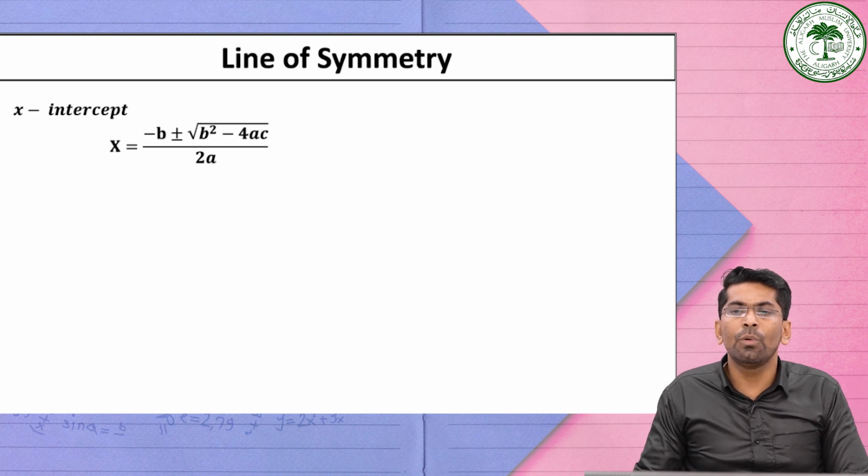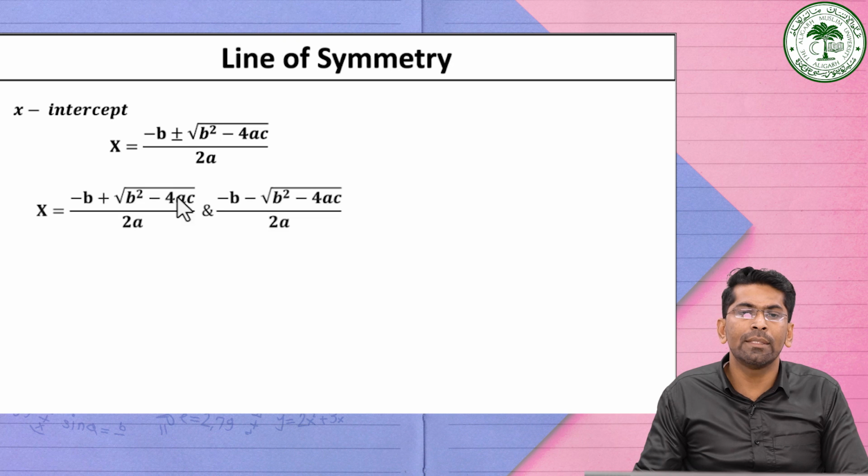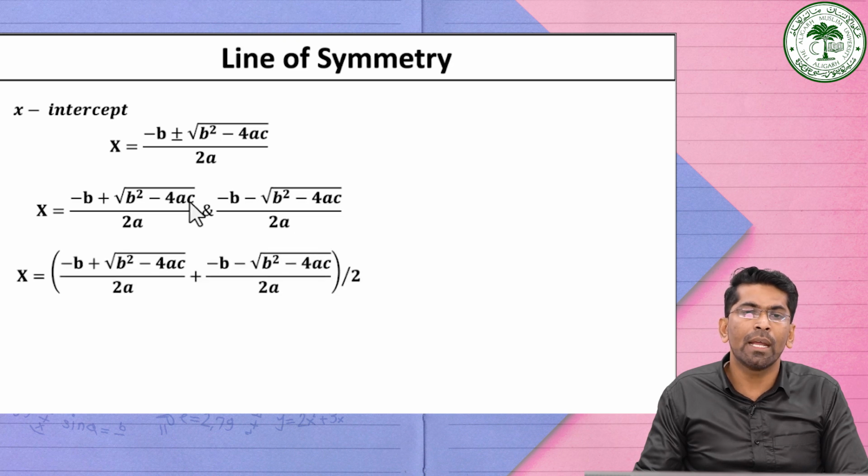Now we have two values for x. One is minus b plus and the second one is minus b minus, so we are writing them separately. Minus b plus the square root of b squared minus 4ac divided by 2a, and minus b minus the square root of b squared minus 4ac divided by 2a. Now we are going to find the average of these two values, so we add these two values and divide by 2.